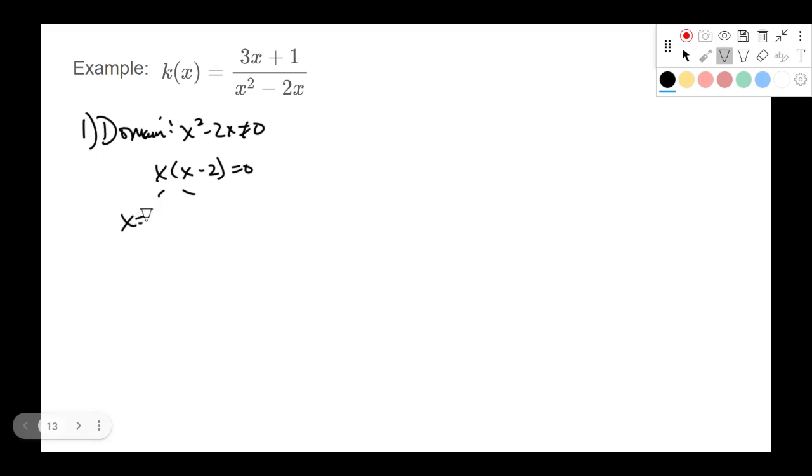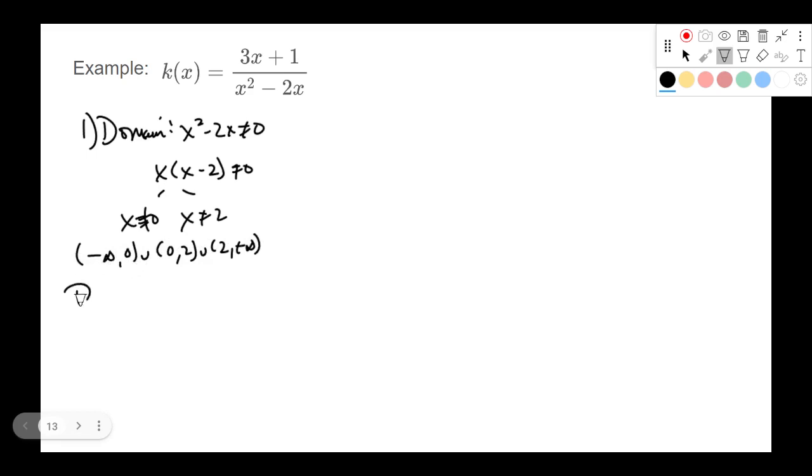So I can solve this. x can't be 0. And x can't be 2. So I know that for certain. So my domain will be from negative infinity to 0, in the union with 0 to 2, in the union with 2 to infinity. Okay.